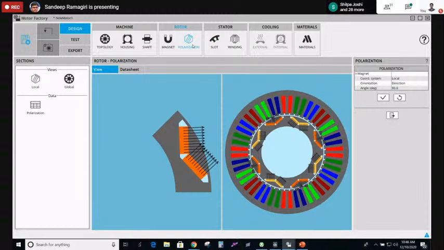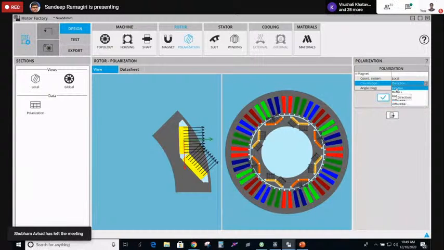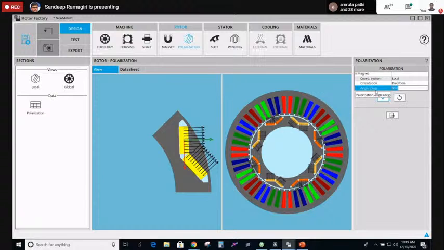Normally there are several ways to magnetize the magnet. As you can see here, it can be radial or parallel. We can also do it by orthogonal. Here I will select the parallel orientation. To do the parallel orientation, I need to select the direction, and the angle is 90 degrees. Once you are done with the rotor, we need to shift to the stator.